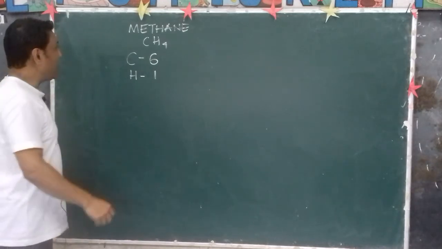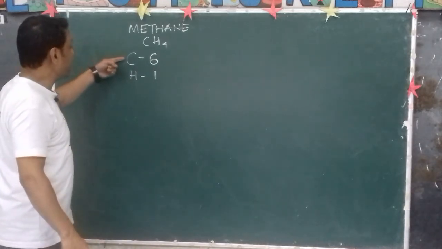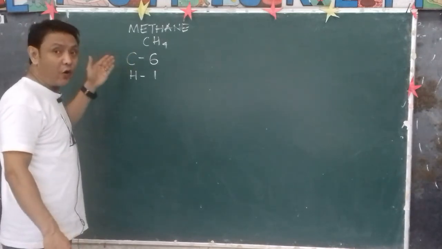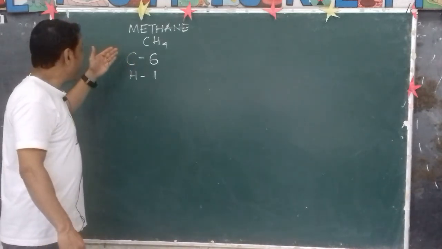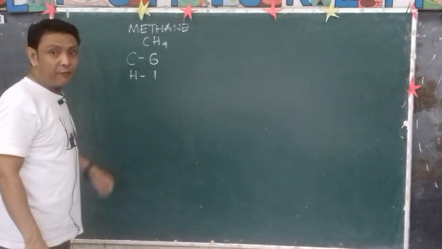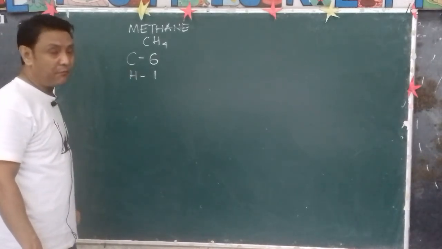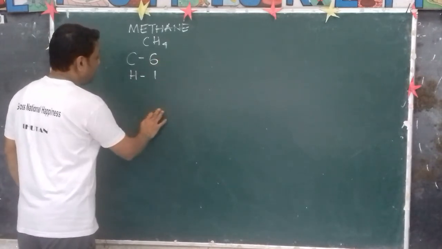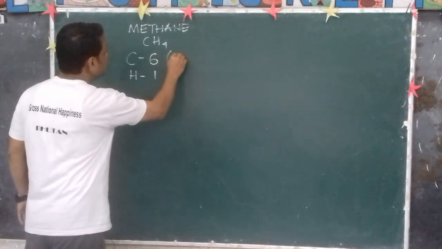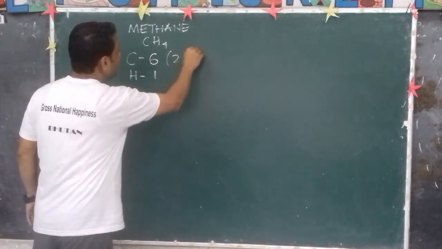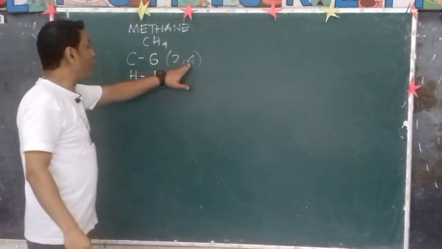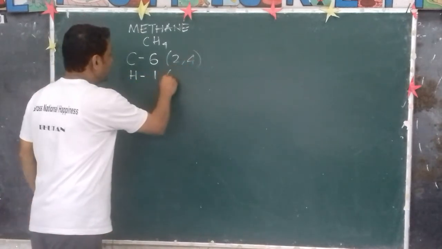All right. Now, since it is between carbon and hydrogen, both are nonmetals. So obviously, when nonmetals combine, what kind of bond is formed? It is a covalent bond. So carbon, electronic configuration is 2 and 4. How many electrons do they have in the last shell or the valence shell? 4.